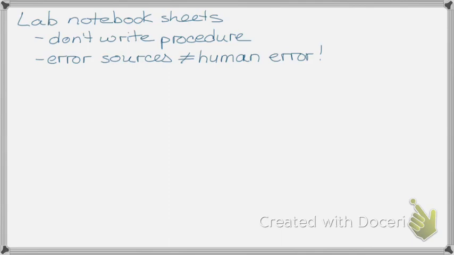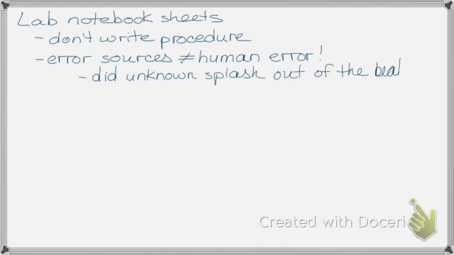And so for this lab, the two main ones that I can really think of. First off, when you are draining the unknown into the beaker, a lot of times you end up with little droplets that splash up and out of the beaker. It's kind of like somebody doing a cannonball into a pool. You get a big splash. Well, if some of that unknown splashes out of the beaker, that's going to be a problem.